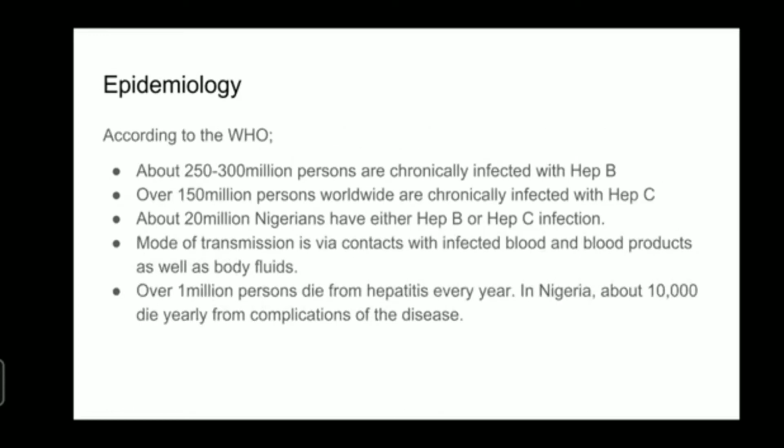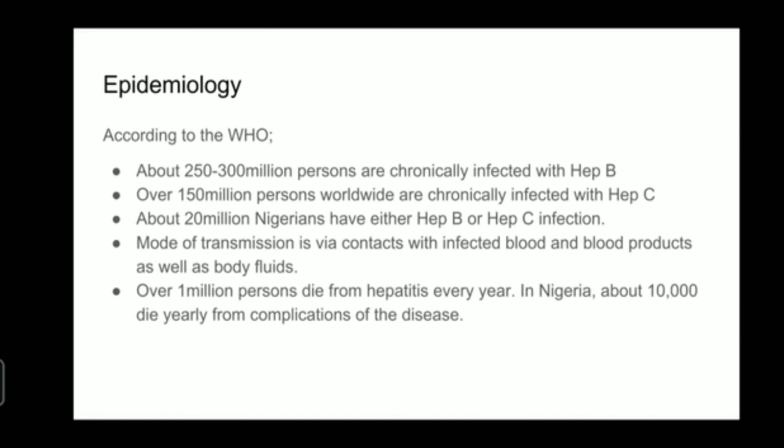According to the WHO, about 250 to 300 million persons are chronically infected with hepatitis B. Hepatitis B is actually the major cause of morbidity and mortality, especially within Africa, especially within Nigeria as a country, because our focus is on Nigeria. About 150 million persons worldwide are chronically infected with Hep C. Hep C also has a large burden on the world, but the figure for hepatitis C is a bit lower than that for hepatitis B.